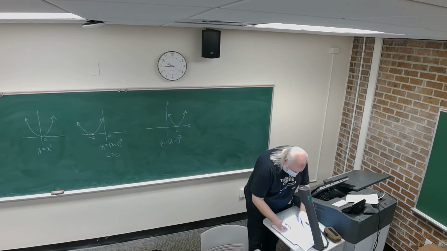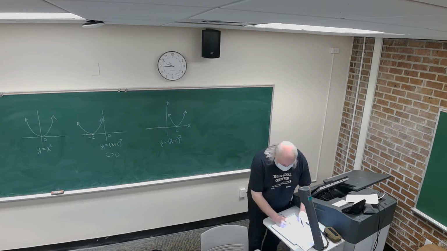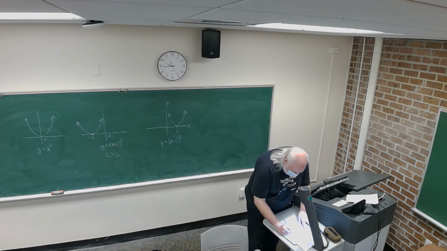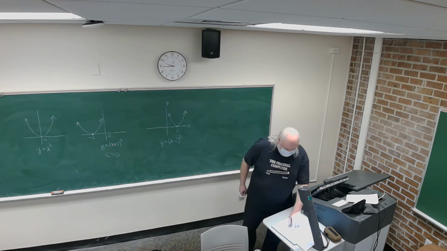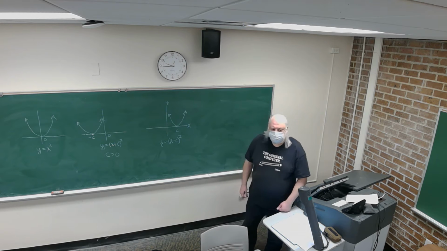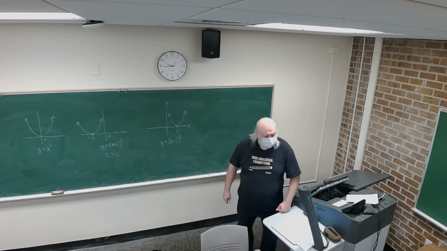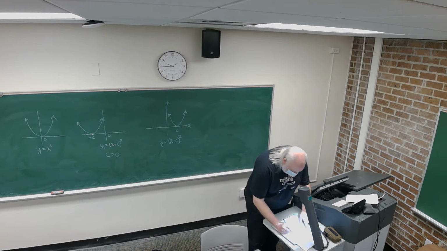So we're going to shift our parabola down here left 3 units. And then when we subtract 2, what direction does it go? Down. How many units? 2.